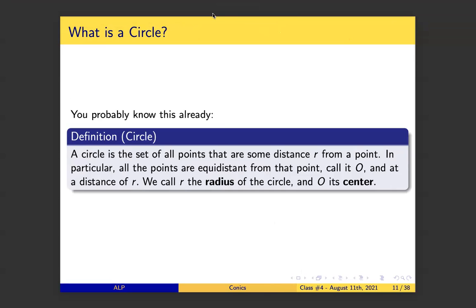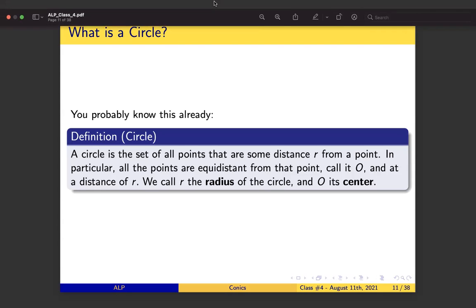As you probably already know, a circle is the set of all points that are a distance R from a point. In particular, all points are equidistant from that point, call it O, at a distance of R. We call R the radius of the circle and O its center.